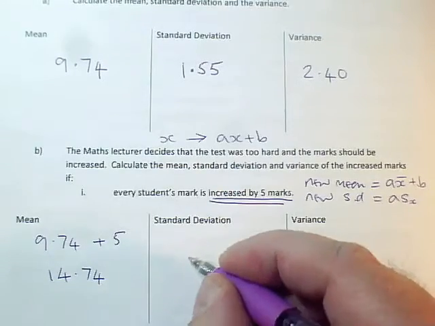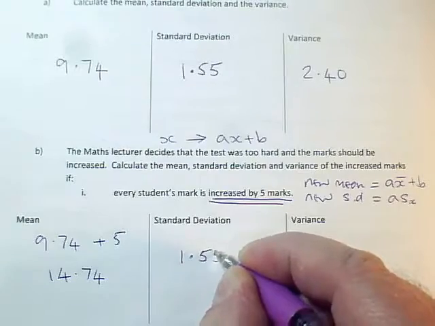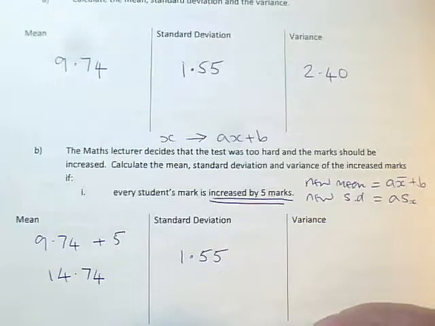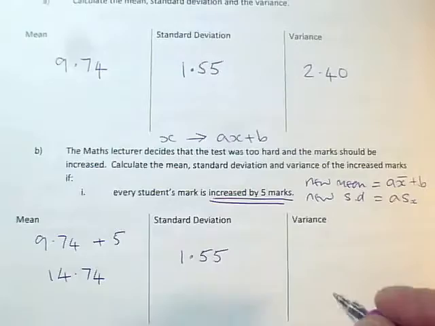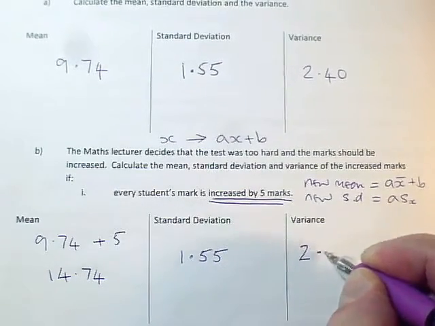But the standard deviation is completely unaffected by adding on the plus 5, because the marks are still just as spread out as they were before. They've just all shifted up by 5. And so the variance, which is the standard deviation squared, is also unaffected.